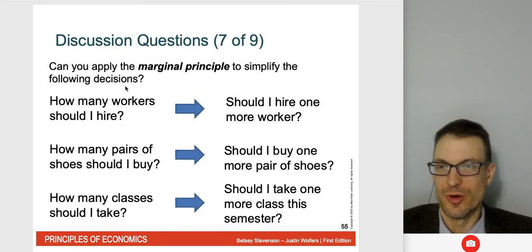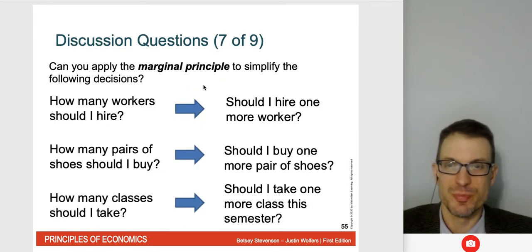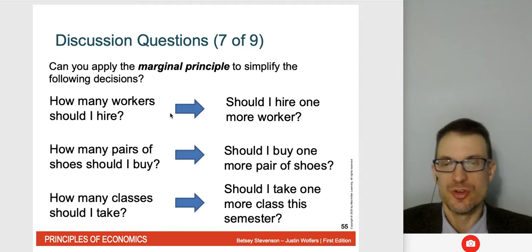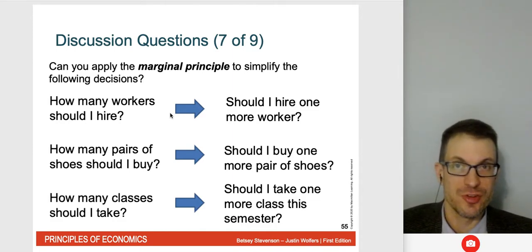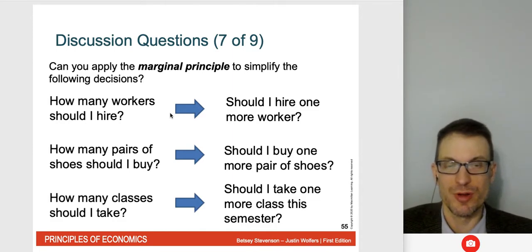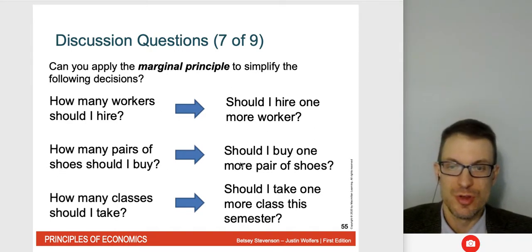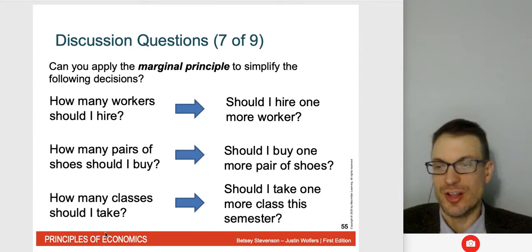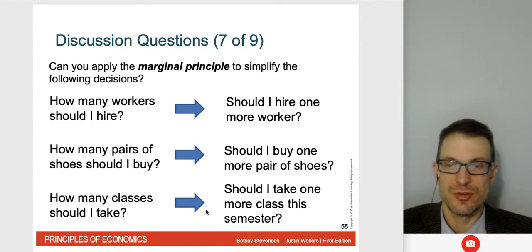Okay, so can you apply the marginal principle to simplify the following decisions? How many workers should I hire? Well, you can break this down into, should I hire one more worker? And the answer might be different if you have one person working for you or if you already have 10. How many pairs of shoes should I buy? You can break this down to, should I buy one more pair of shoes? How many classes should I take this semester? You could think of it incrementally: should I take one more class?